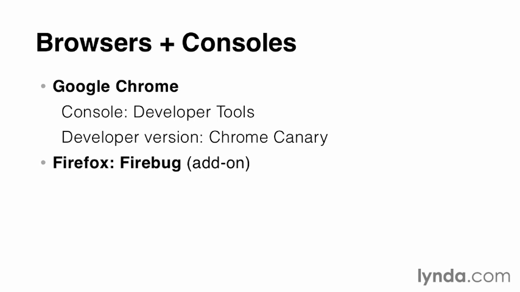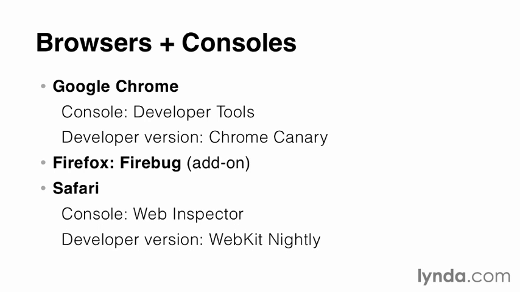If you like Firefox, it does have a built-in web inspector now, but generally speaking, if you're doing any kind of serious work, you're going to want to get the add-on Firebug. For Safari, you have the web inspector, which is built in but has to be separately enabled, and we'll go over that. Like Chrome Canary, there's also a developer version of Safari called WebKit, and you can get nightly downloads of that if you just go into any search engine and type in WebKit Nightly. That will take you where you need to go.